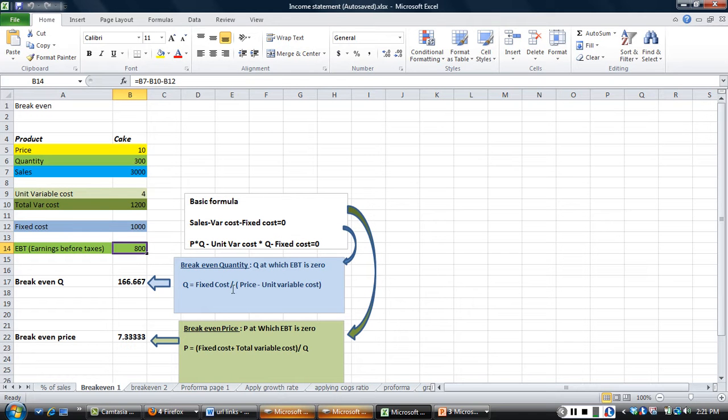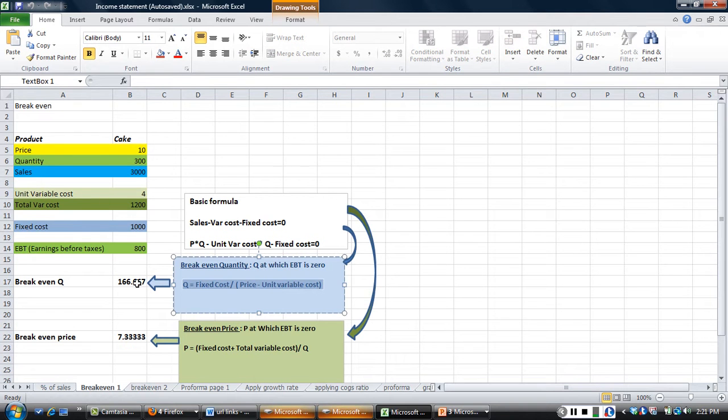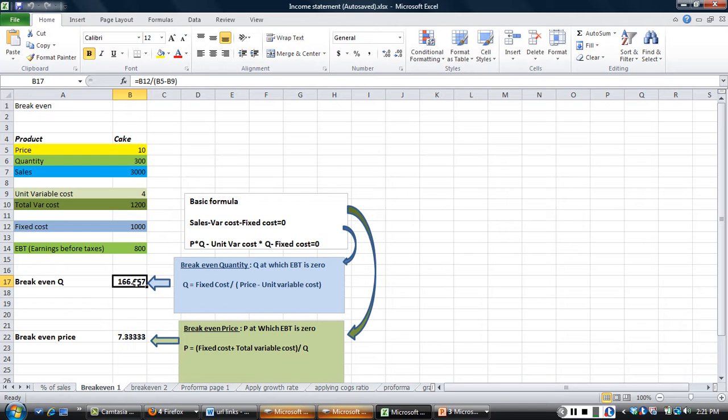Now from there we came up with the formula to say if I want to know the break-even quantity at which the earnings before taxes is 0, the formula is we take the fixed cost and divide it by the difference between the price and the unit variable cost. So we take this formula and put it over here. So what is the formula right here? The formula right here is B12, and what is B12? B12 is the fixed cost. Divided by parenthesis, we look at the difference between B5 and B9. What is B5? B5 is the unit price, and B9 is the variable cost. We plug it in, it comes out to be 166.67, or rounding it to 167, and that's what we had before in the PowerPoint.